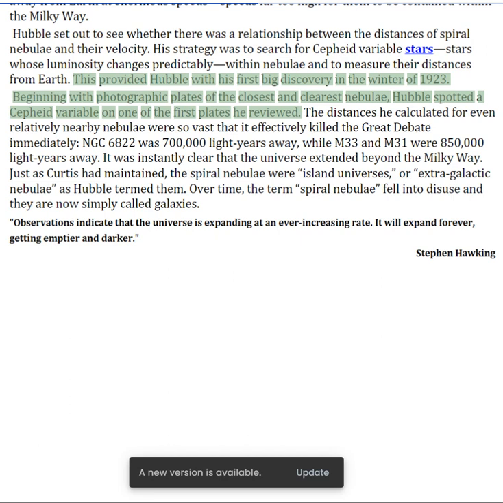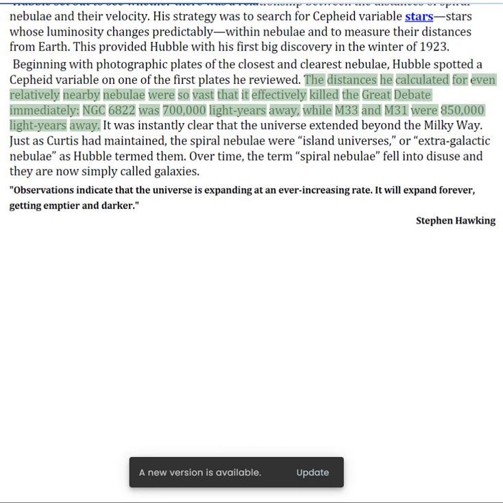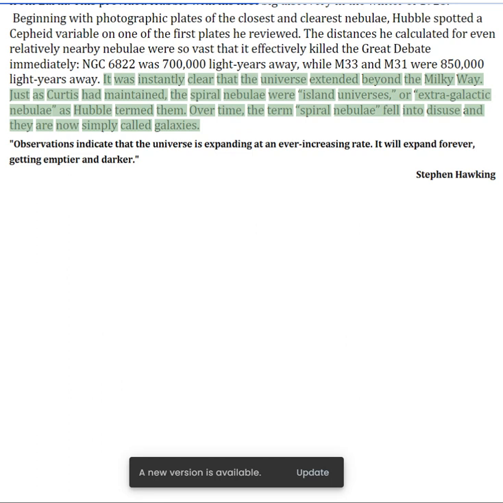Beginning with photographic plates of the closest and clearest nebulae, Hubble spotted a Cepheid variable on one of the first plates he reviewed. The distances he calculated for even relatively nearby nebulae were so vast that it effectively killed the great debate immediately. NGC 6822 was 700,000 light-years away, while M33 and M31 were 850,000 light-years away. It was instantly clear that the universe extended beyond the Milky Way.